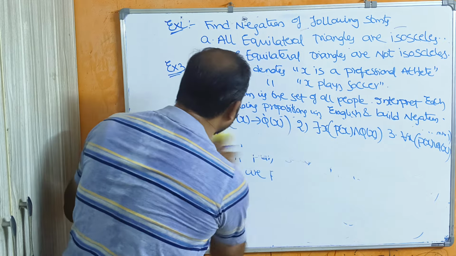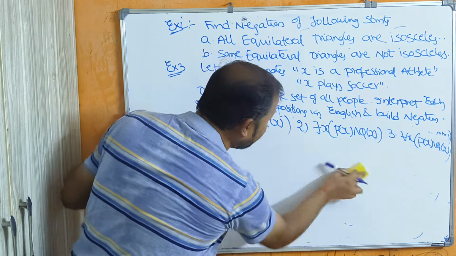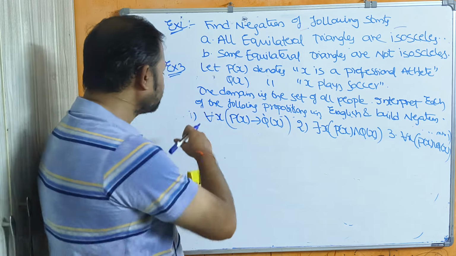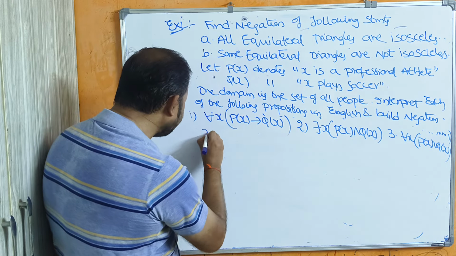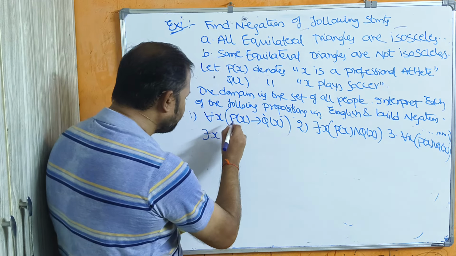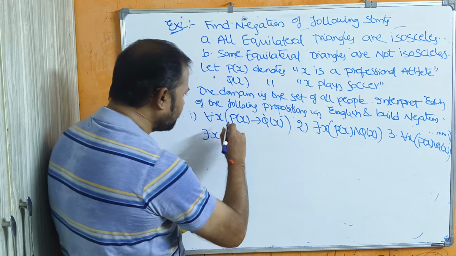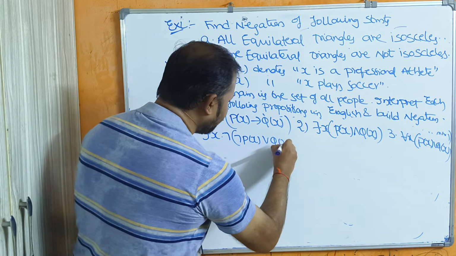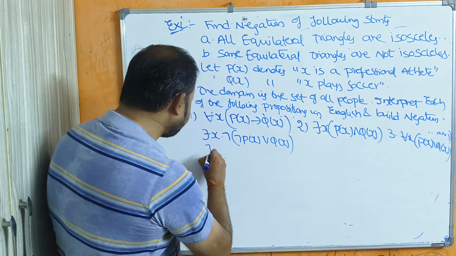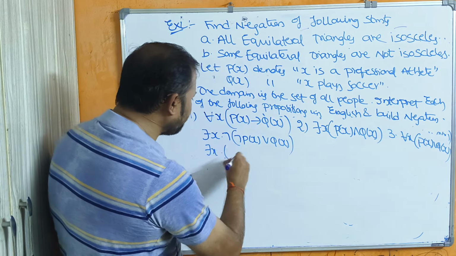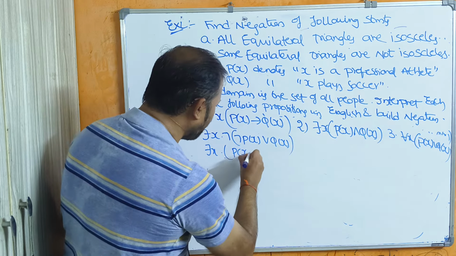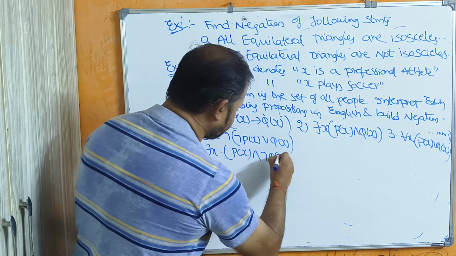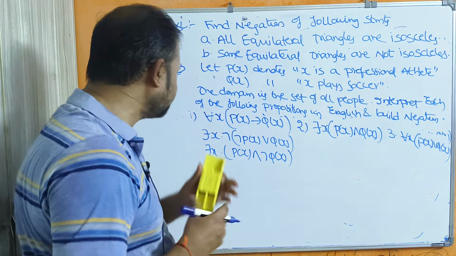Now what is the second task? We have to find the negation for each statement. So let us find the negation. Negation of for all x means there exists x. Here we have negation of P implies Q means P and negation Q. So there exists x, negation of negation P means P of x, and negation of Q of x. So this is the negation for this statement.